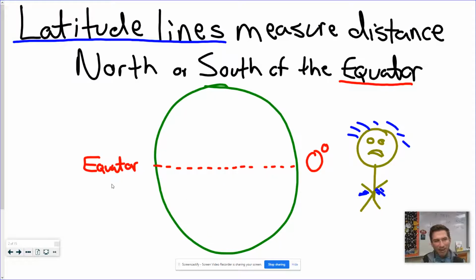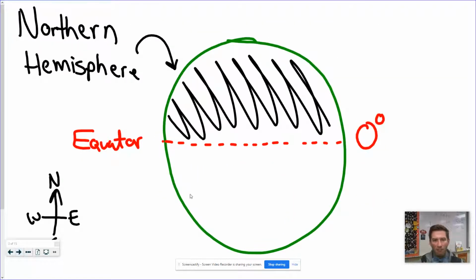And so we see right down here by the equator at 0 degrees, it's probably pretty hot there, right? The closer you get to the equator, generally speaking, the hotter it's going to be. And the further you get away from it, the further north or the further south, the colder or chillier it's going to be. And so we've got our sweating dude over here. Gross.